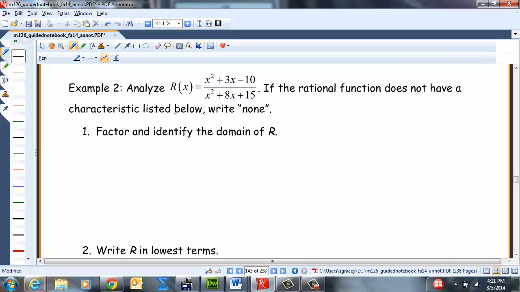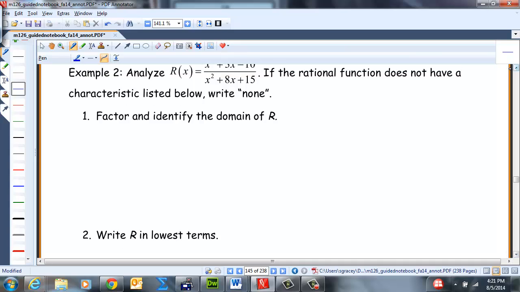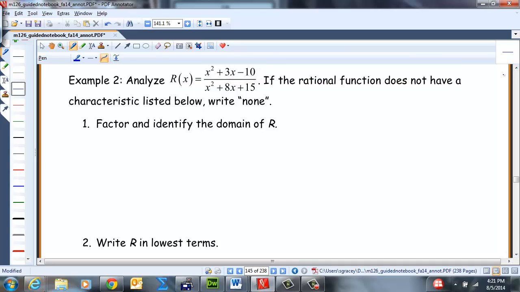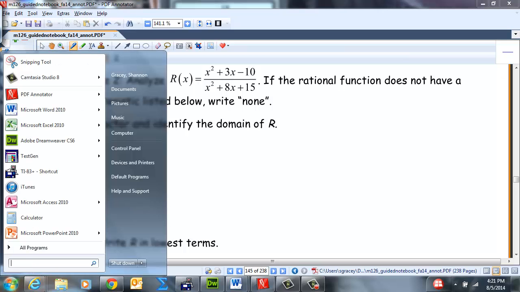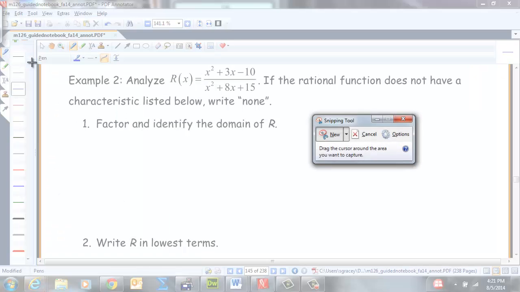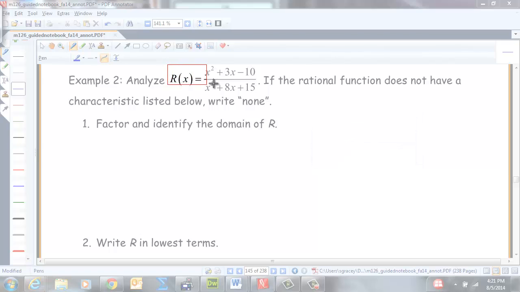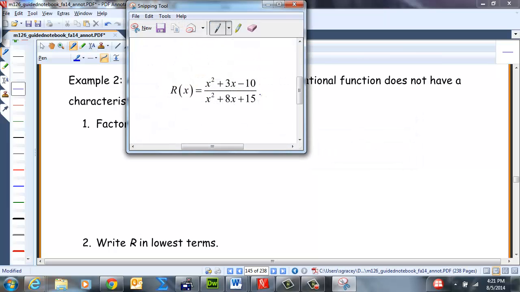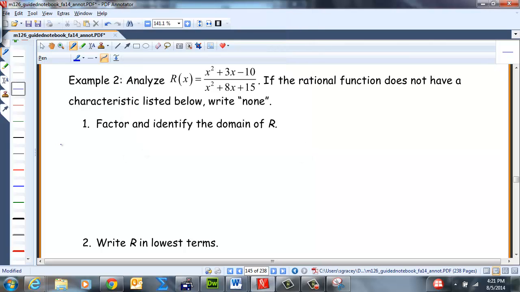So here we go. With this one, and again, if you feel confident about this, please pause the movie and work these out yourself. I'm going to copy this so that we can always see the original. Okay, so here we go.